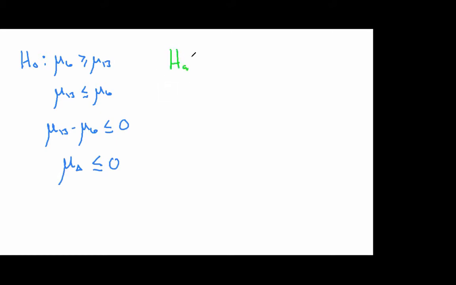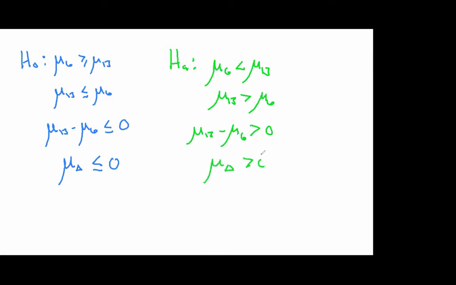So the corresponding alternative hypotheses would be that mu sub 6 is less than mu sub 13, or in this notation, mu sub 13 is greater than mu sub 6. Or if I were to subtract these values, the average of mu sub 13 minus mu sub 6 would be greater than 0. Or the average of the difference would be greater than 0. So all 4 of these actually say the same thing.